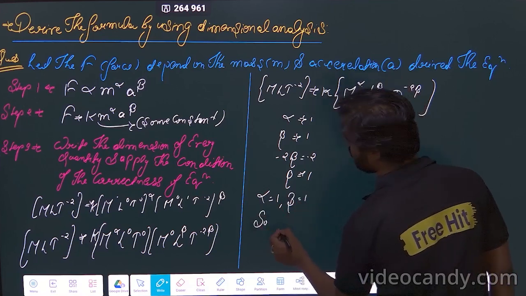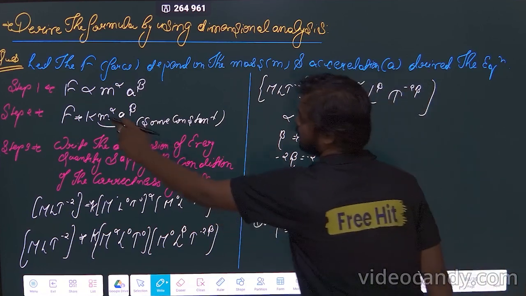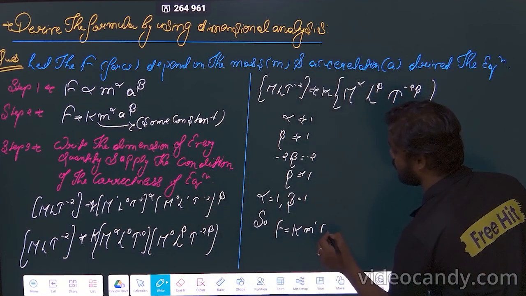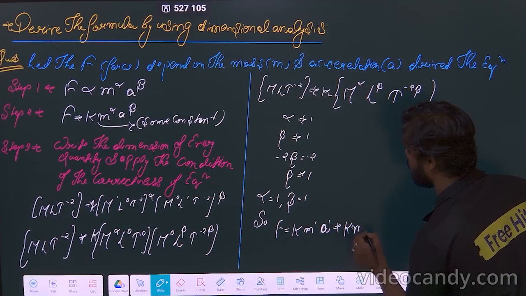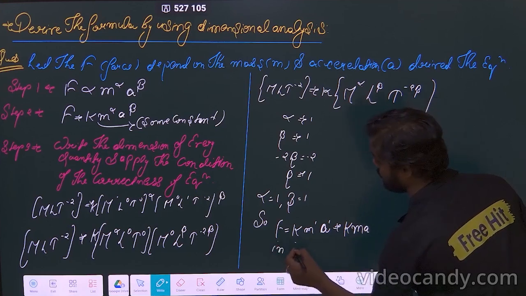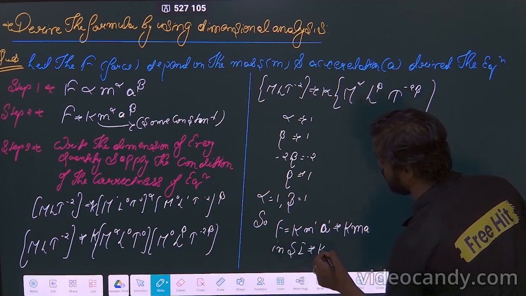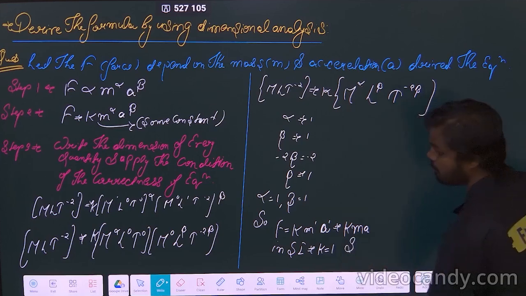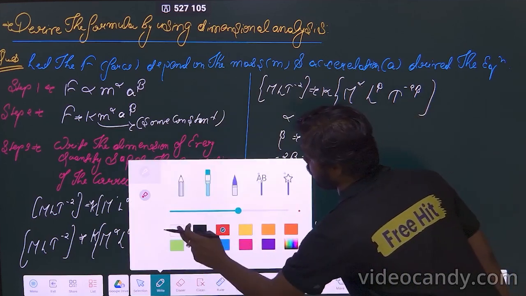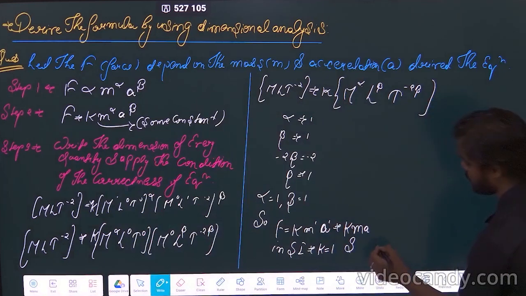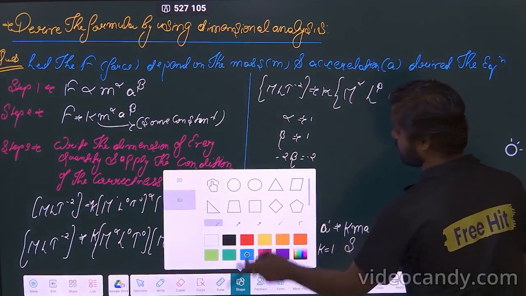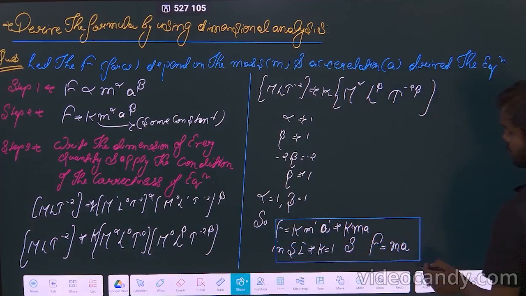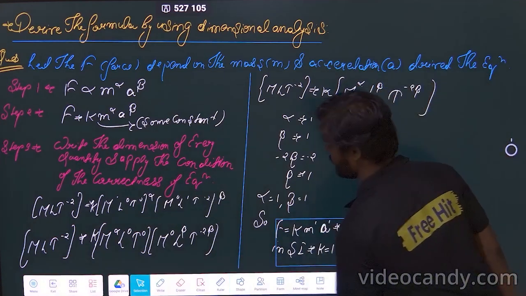So my equation will become F is equal to K, put the value in this equation, M to the power, in SI system this K value we know is 1. So what is the final equation we will get? Finally we will get F is equal to m into a. Clear?